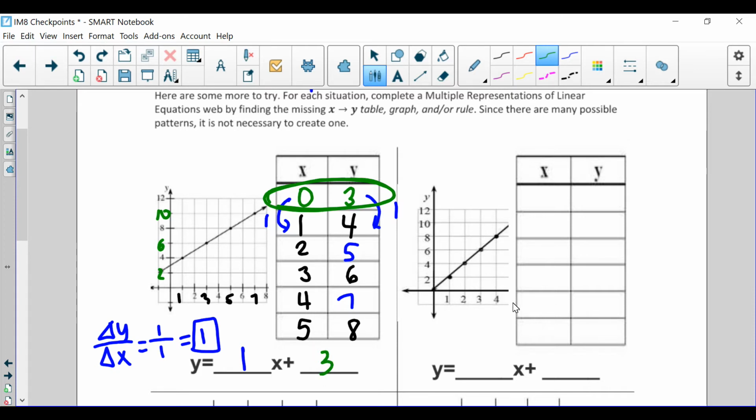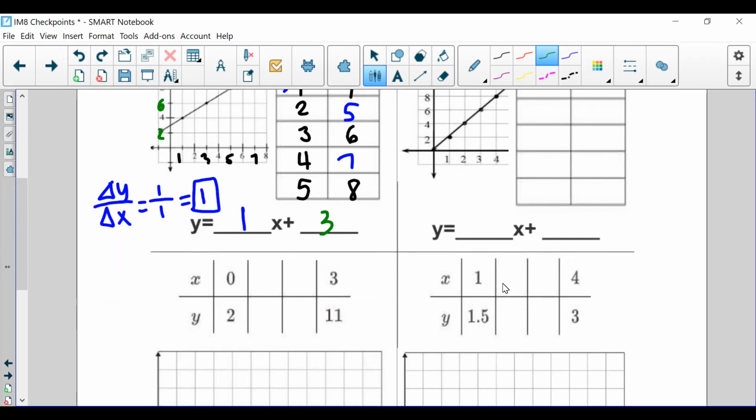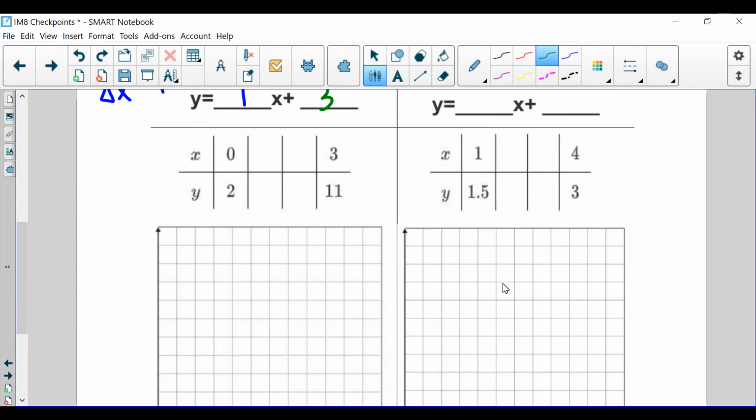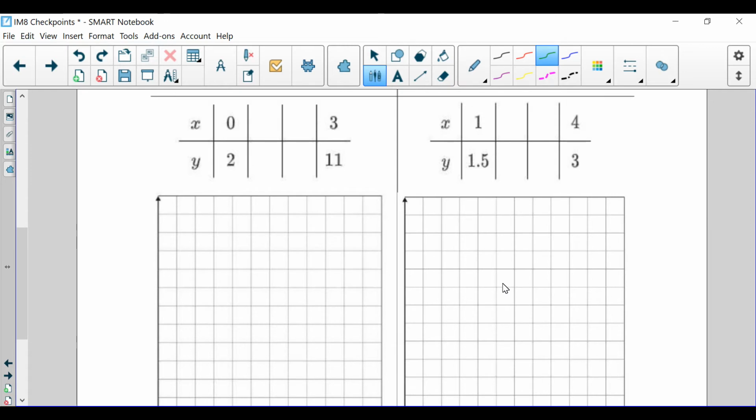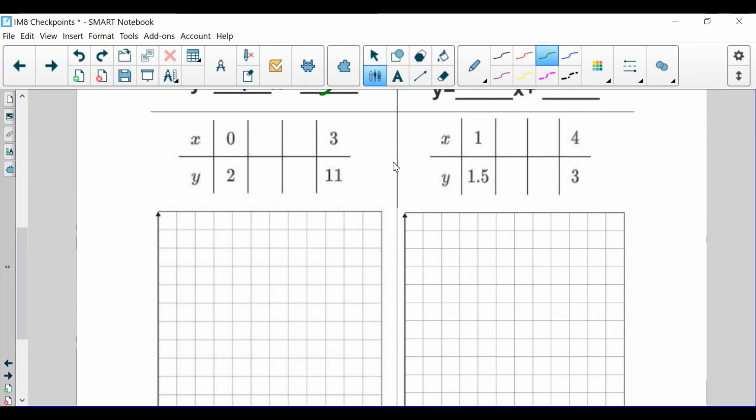All right, remember you're doing the right-hand side, I'm doing the left-hand side. Next, let's go over this one. This one's a little tricky because they don't give us a lot of information, but what they do give us is the following. We know the y-intercept. Y-intercept is here. Yes, they gave us the y-intercept. And then we also know that they can give us changes.